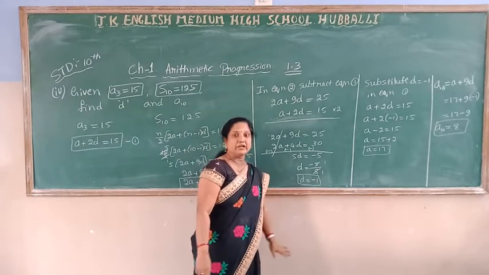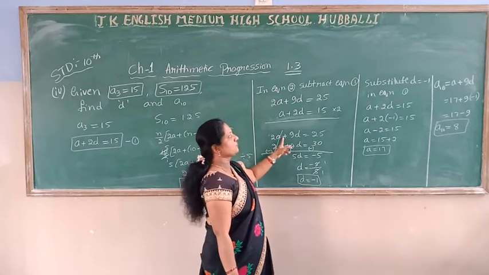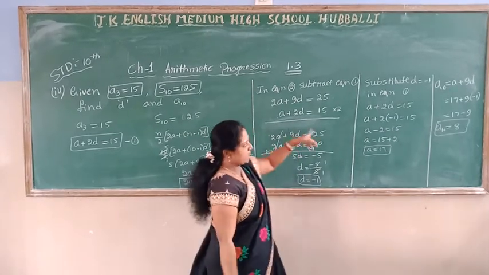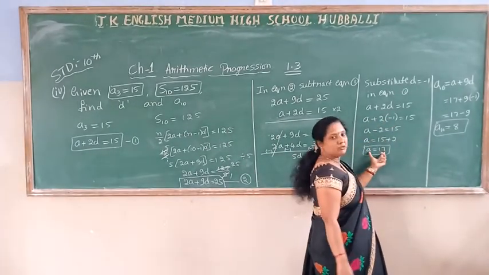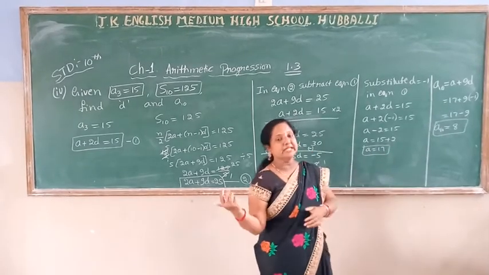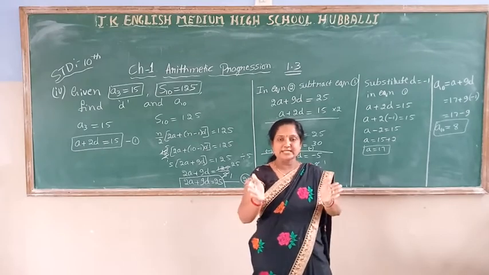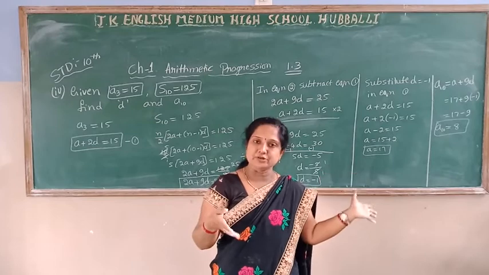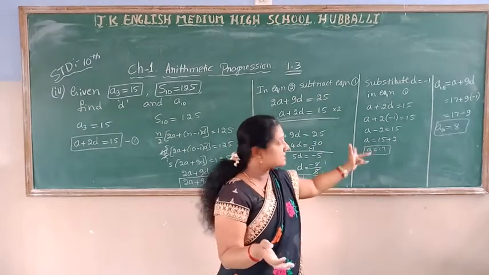After getting the value of d is equal to minus 1, this value can be substituted in any one of the equations. So I substitute it in equation 1, that is a plus 2d is equal to 15. Then we get the other variable value, that is a value as 17. After knowing the values of a and d, I can easily find the 10th term of this AP, that is a plus 9d. Substituting the a value and d value, you get the 10th term of the AP as 8.